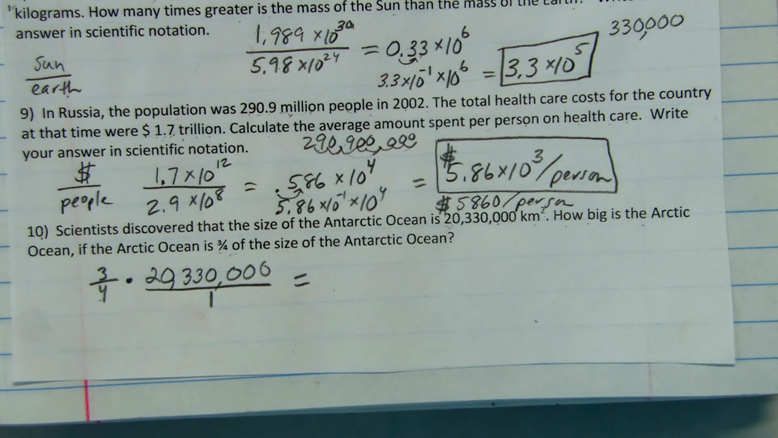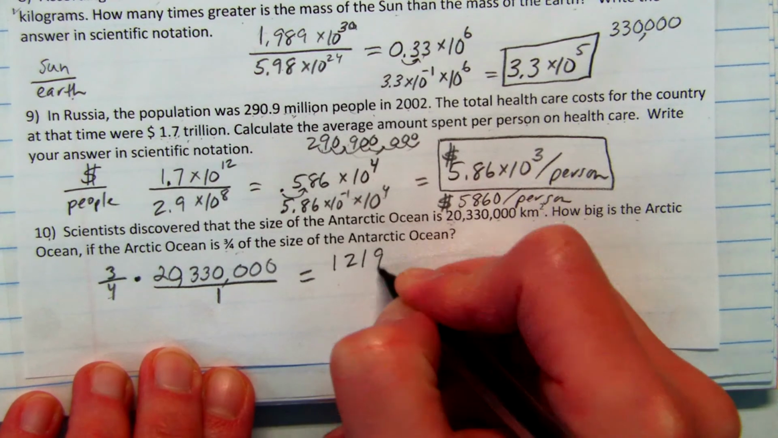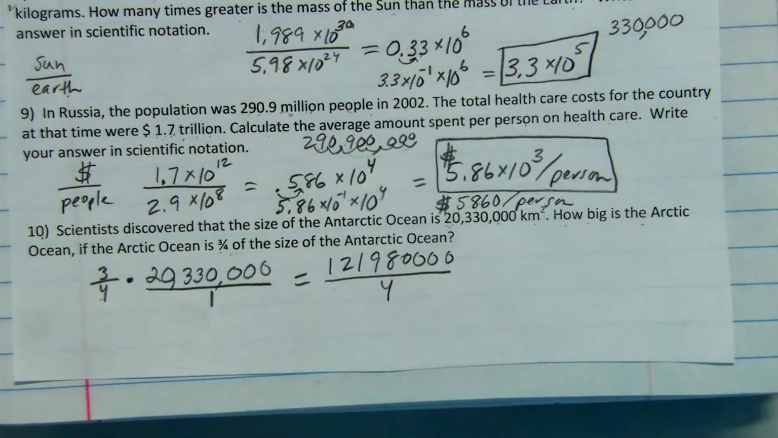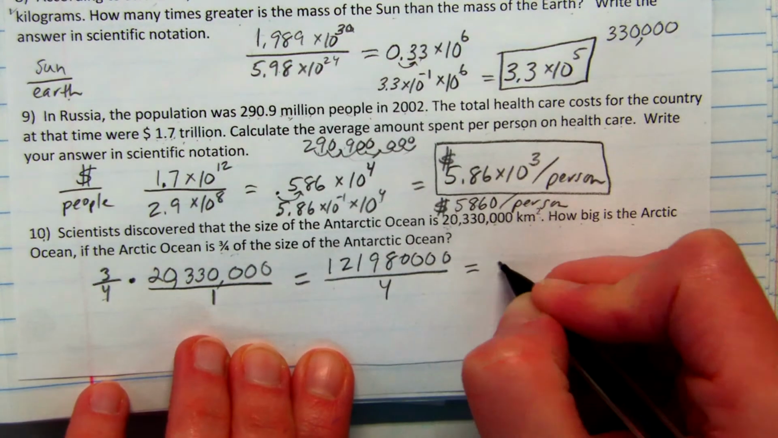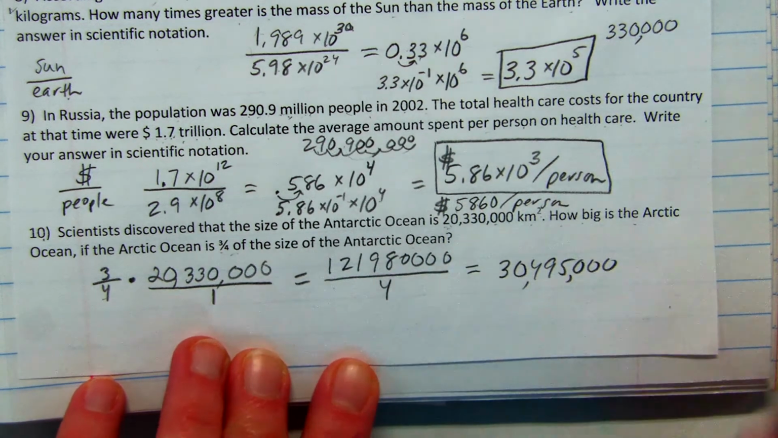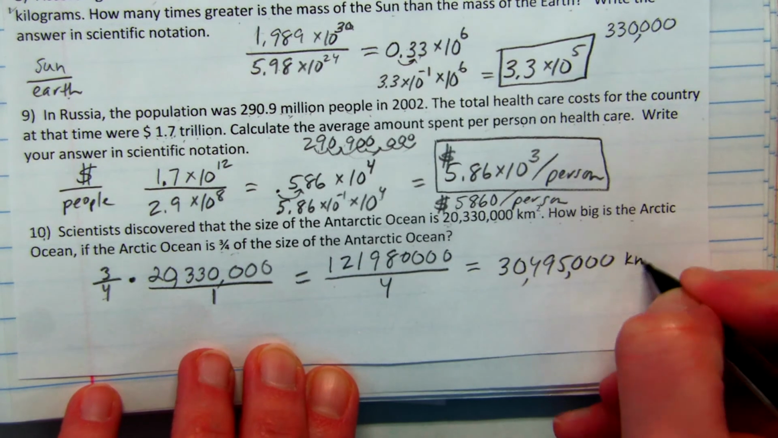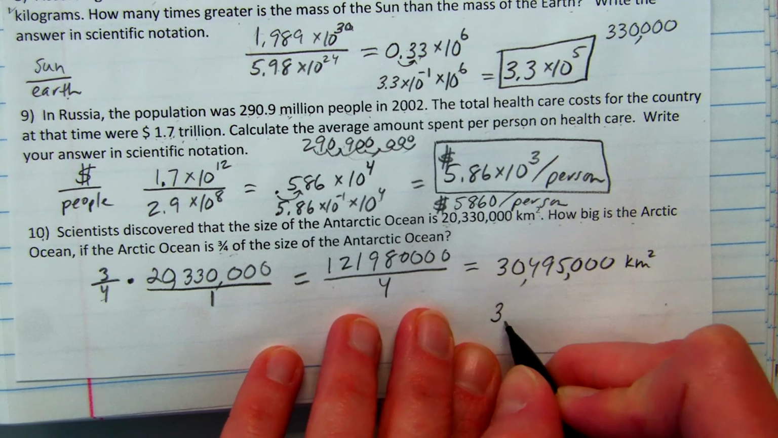I'm going to use my calculator to take 3 times 20,330,000, being really careful with all those zeros. So 60,990,000, and then 4 times 1 is 4. So then I can take that number divided by 4. That's kind of a pain with all the zeros. But I wanted to show you could work this all out and then convert it. So this is my answer not in scientific notation, and this would be square kilometers. And then we can move the decimal over and turn it into scientific notation.